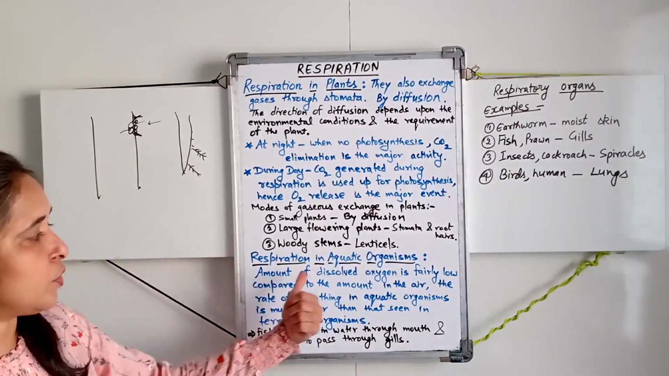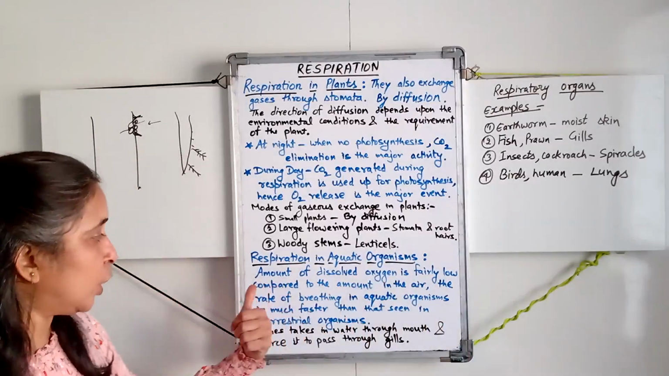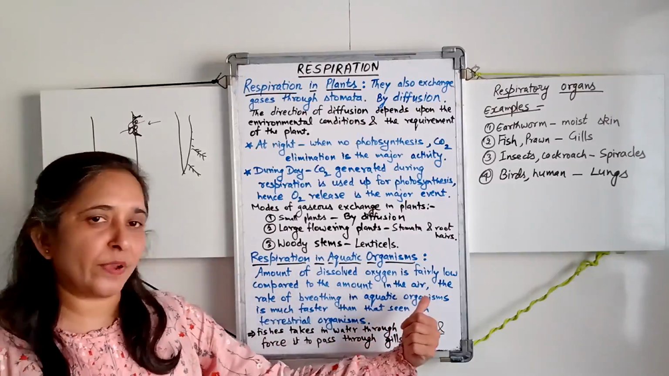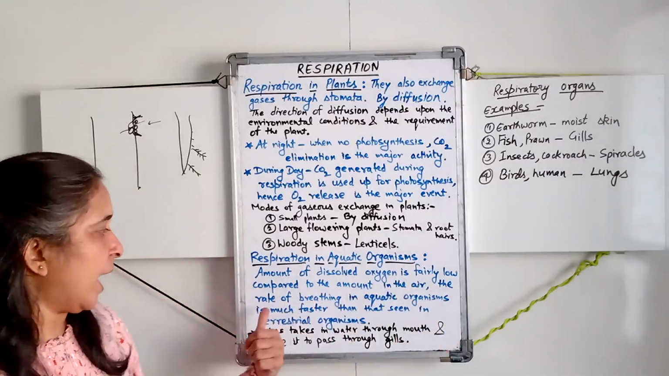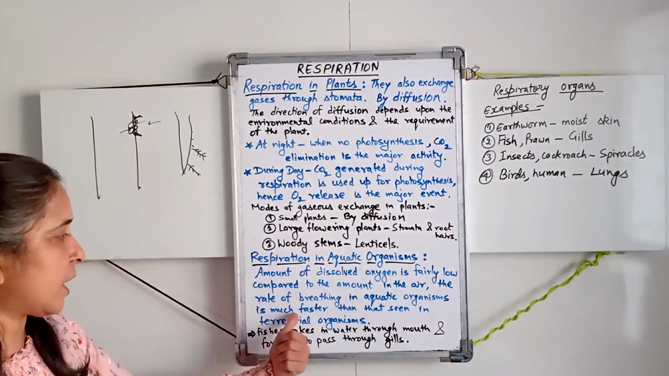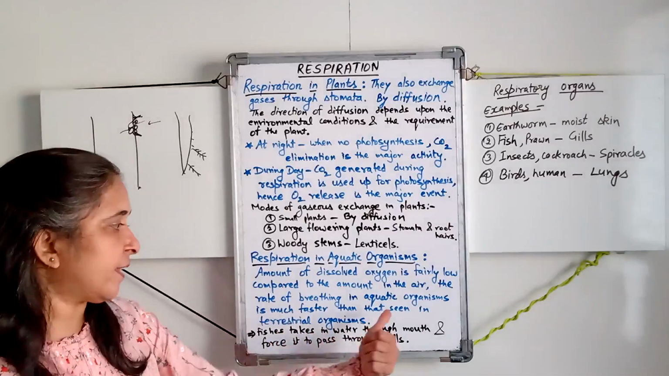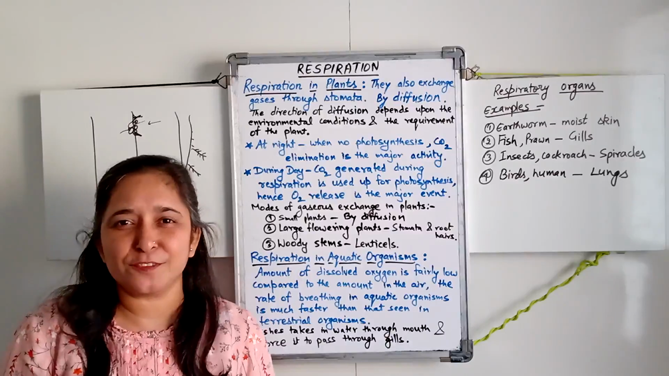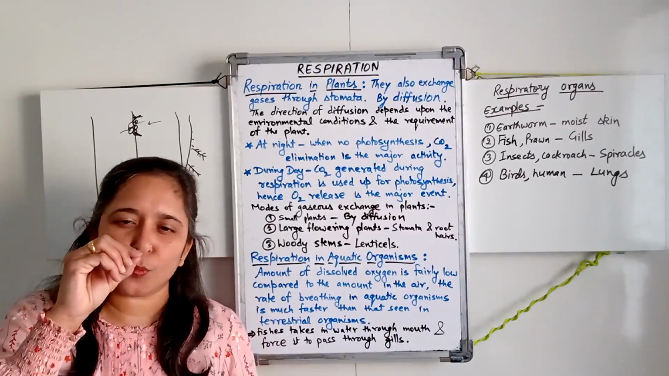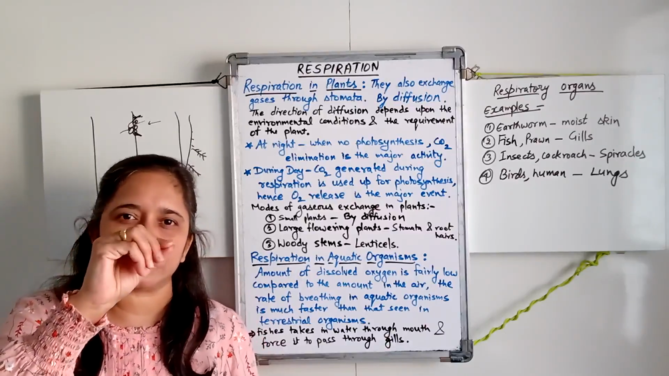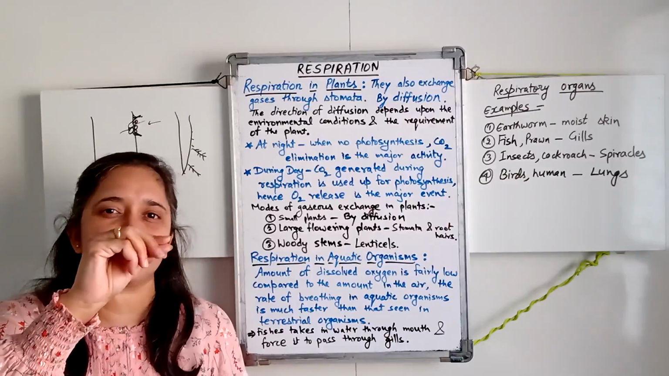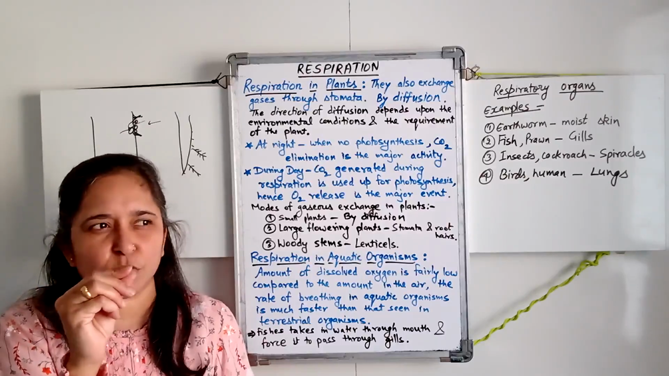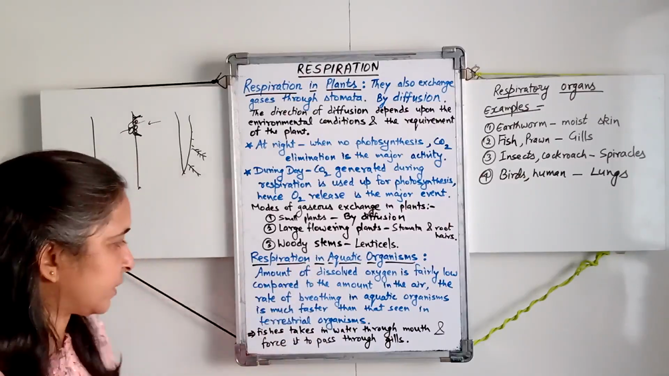You see, the amount of dissolved oxygen is fairly low compared to the amount of oxygen in the air, and the rate of breathing in aquatic organisms is much faster than that seen in terrestrial organisms. I think everybody has seen how fishes quickly open and close their mouths like this. Why? Because the breathing rate is very fast. I think everybody has enjoyed watching the fishes, isn't it?